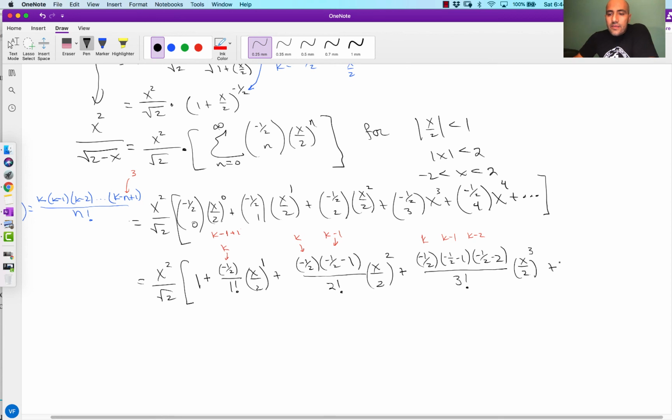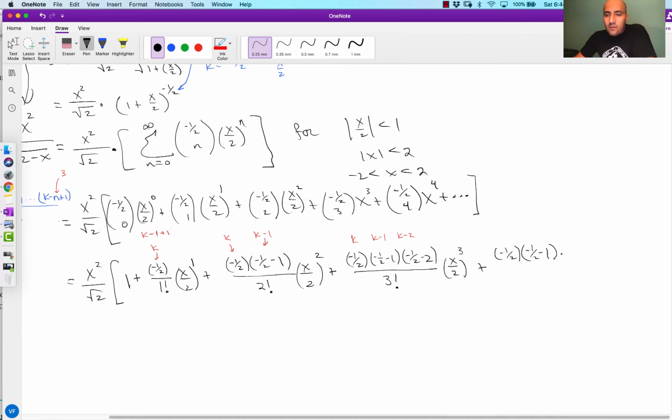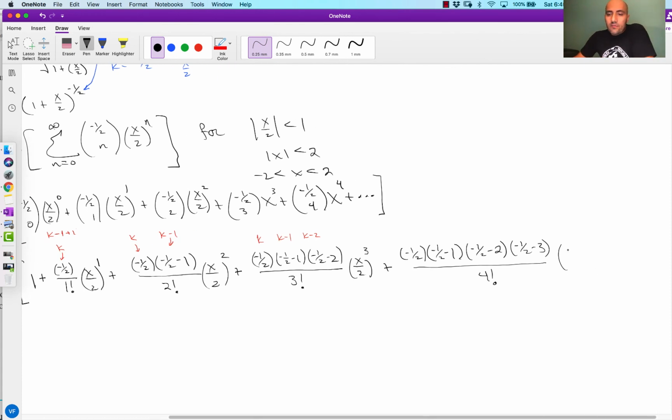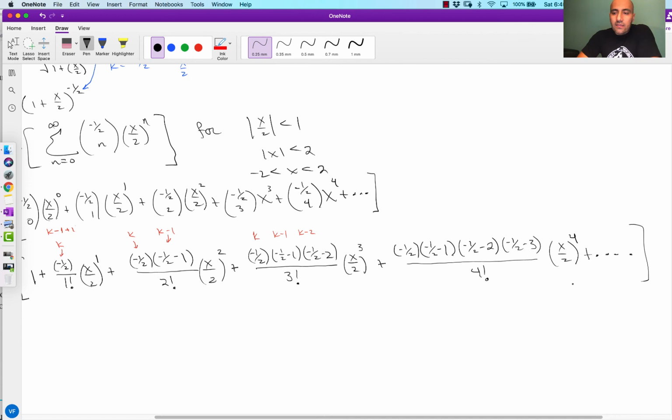Plus, okay, this is going to be k. This is going to be the negative 1/2, which is the k. And there were 3 terms, so we know we had to go to 4 terms. That's going to be negative 1/2 minus 1, negative 1/2 minus 2, and negative 1/2 minus 3. 1, 2, 3, 4 terms divided by 4 factorial times this x over 2 to the power of 4 plus dot dot dot. Okay, so there's that pattern. Ugly little pattern, but we can try and make it a little bit nicer.